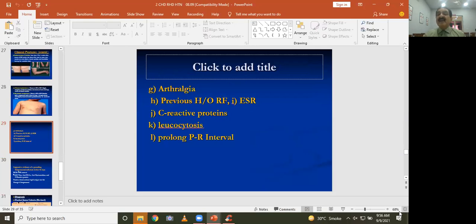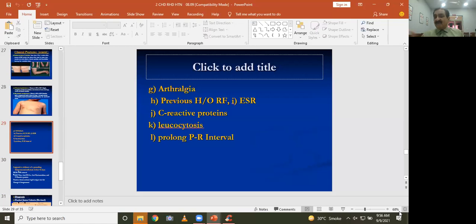Then arthralgia. What is the difference between arthralgia and arthritis? Arthralgia means joint pain; there may not be inflammation. In arthritis, the joints are inflamed, red and hot. In arthralgia, there is simply joint pain. As I told you, the knee joint, wrist joint, elbow joint, or at times the joints of the feet are important to examine.